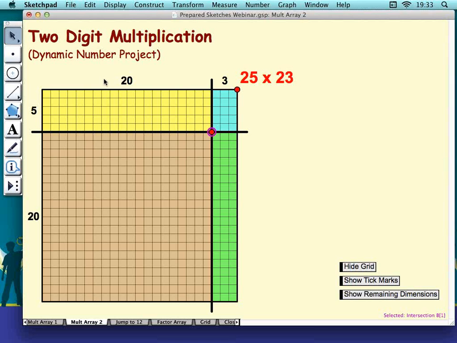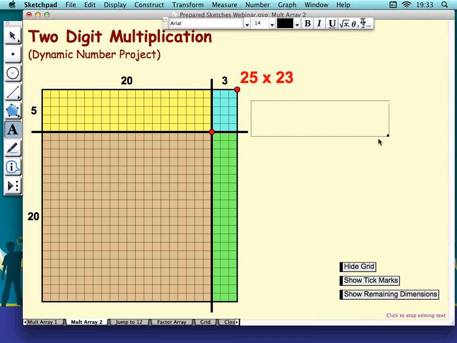This is a very nice lead-in to the algebra problem of (2x + 3) times (2x + 5).